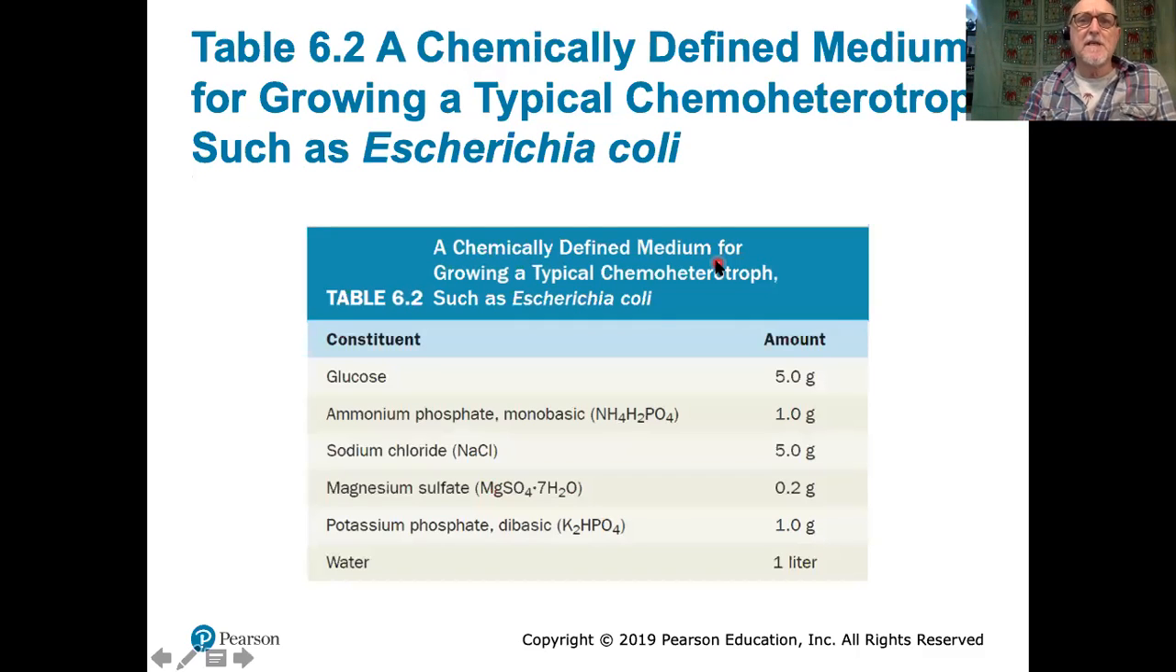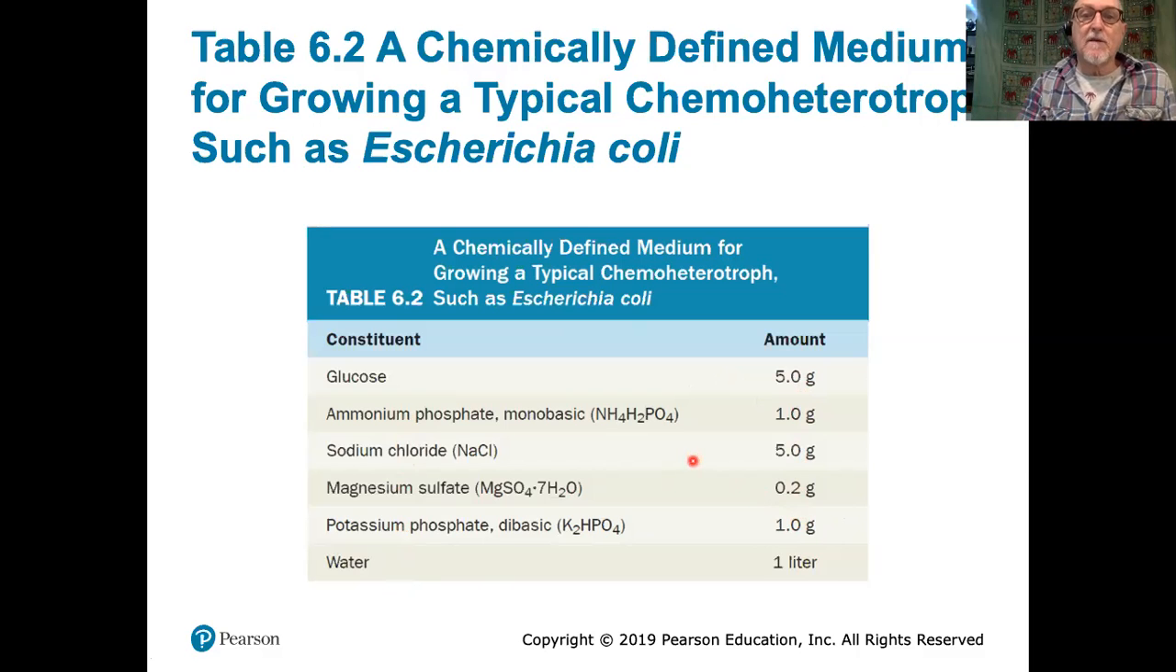Okay, just examples. Here's a chemically defined medium. On this you could grow E. coli and many other things. Look what it has. This is why it's a defined medium. First of all, it has glucose in it. We know exactly how much glucose. We measure it. Ammonium phosphate, sodium chloride, magnesium sulfate, potassium phosphate, and water. Each of these components is carefully measured. We know its exact weight. We know its exact molarity and everything else.